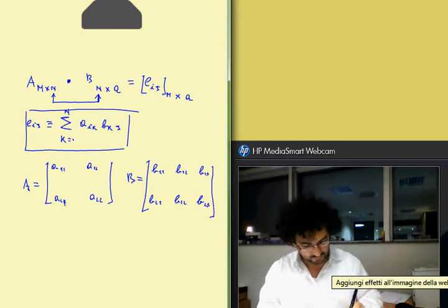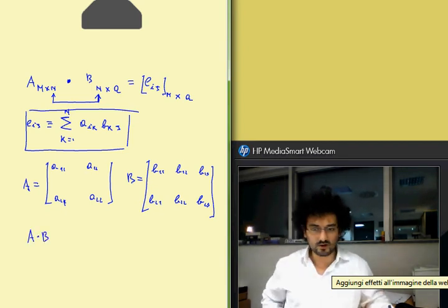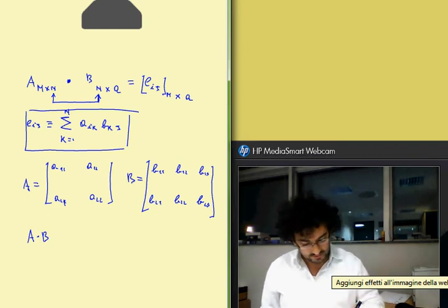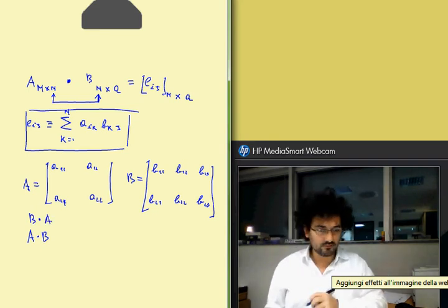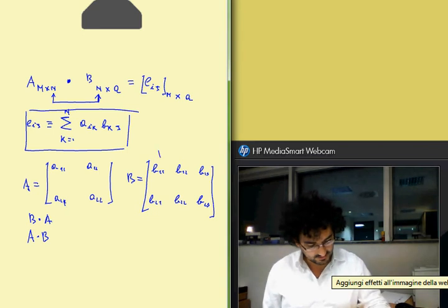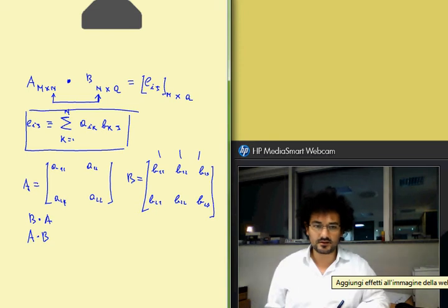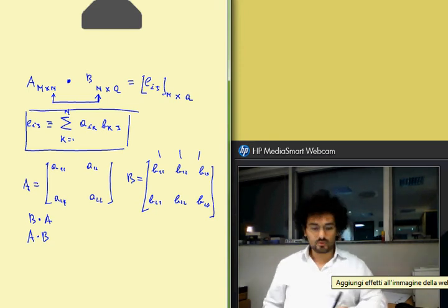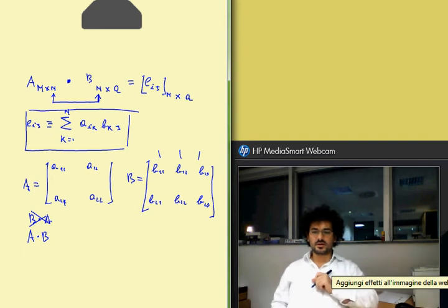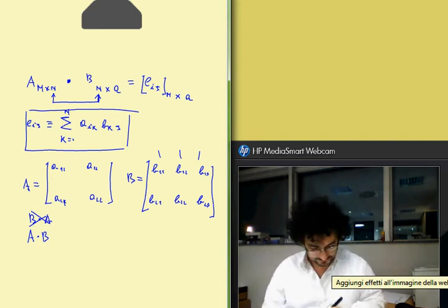It's possible to compute the product A times B, yes, because the number of columns of matrix A is 2, and it's equal to the number of rows of the matrix B, which is also 2. We can see now that the product B times A is not possible, because the number of columns of matrix B is 3, and the number of rows of matrix A is different because it's equal to 2. So this operation is not possible. We can compute just A times B.